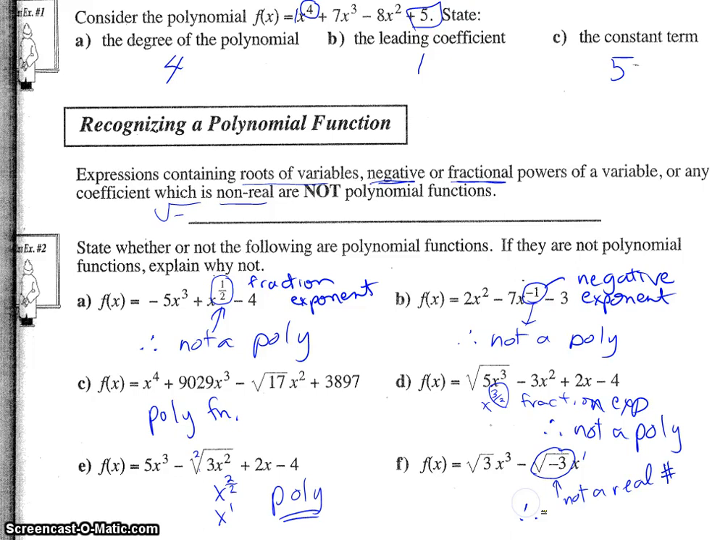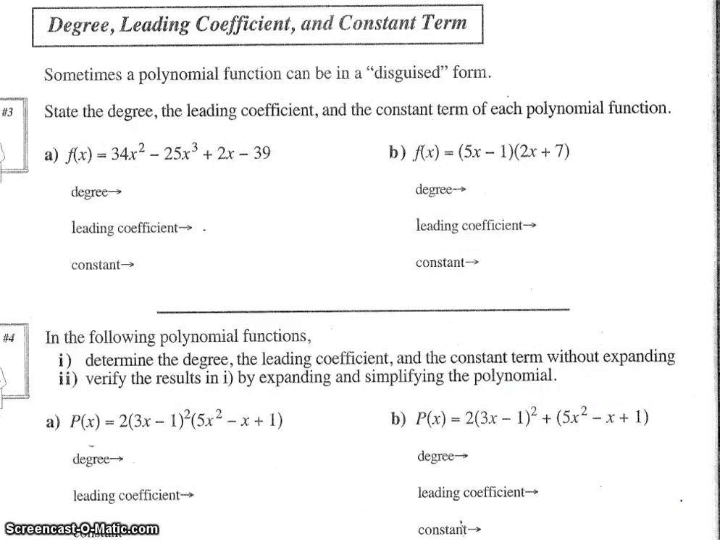So therefore, not a polynomial function. All right, good job. Let's take a look at the next page. We're going to look at degree, leading coefficient, and constant term again, but apparently a polynomial can be in a disguised form, so not what we saw the last time.